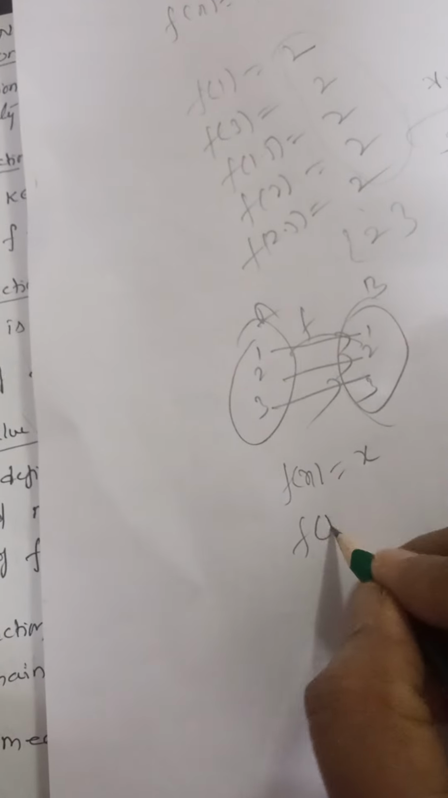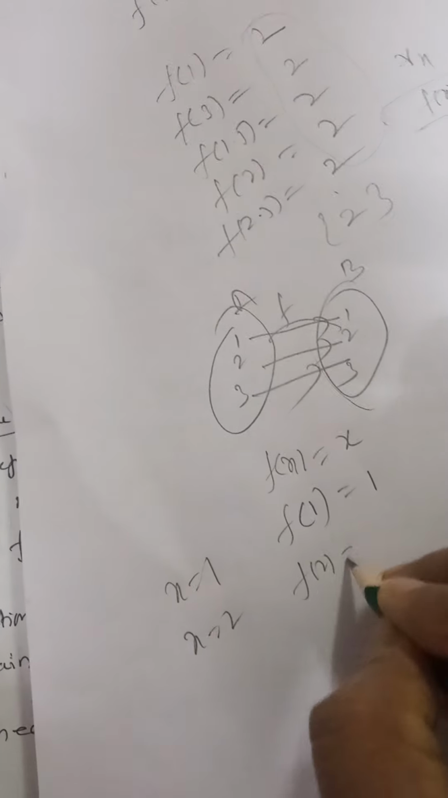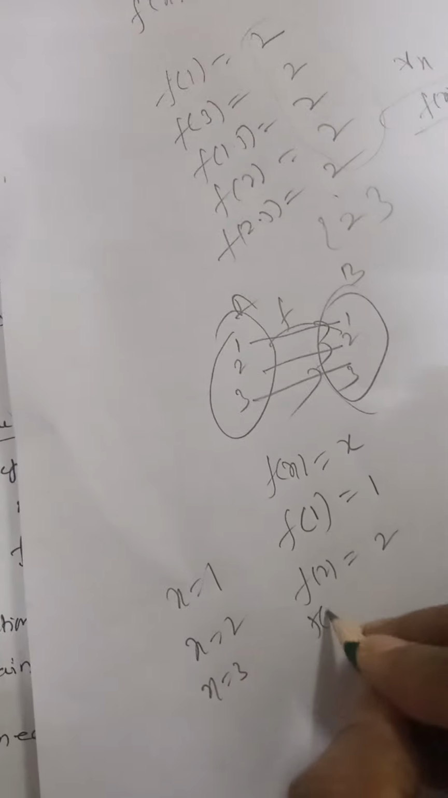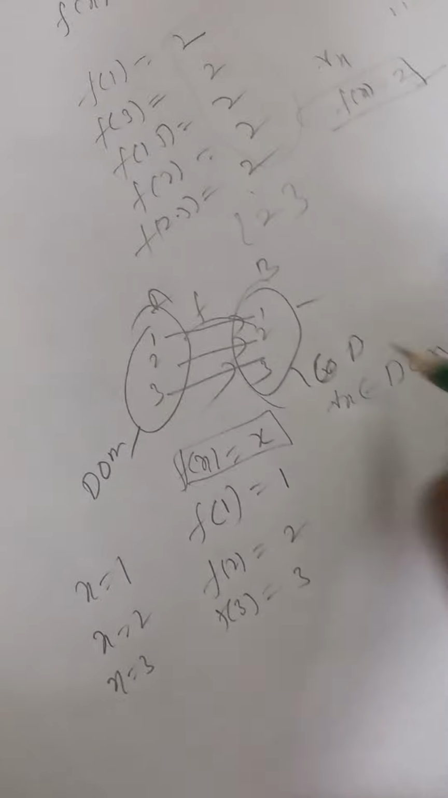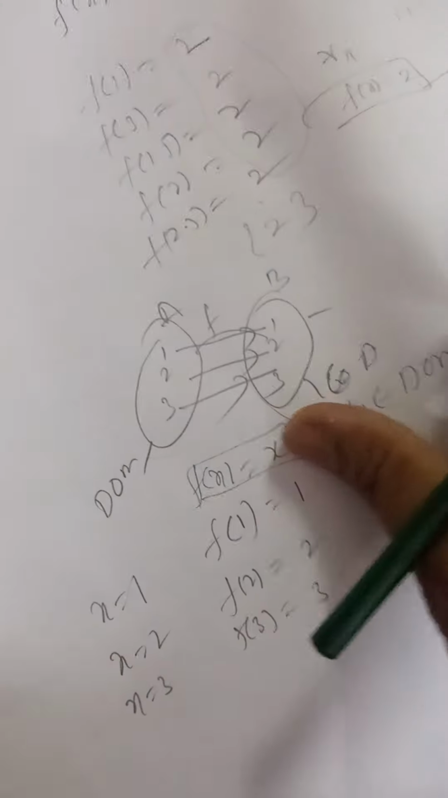If you substitute x is equal to 1, f of 1, what will you get? 1 only. If x is equal to 2, f of 2 is equal to 2. X is equal to 3, f of 3 is equal to 3. Right? Now this is called the domain. This is called the codomain. This collection of images is called the range set. If f of x is equal to x for all x belonging to the domain, the first set, then that function is said to be an identity function. Then domain is equal to codomain, and range is equal to codomain.